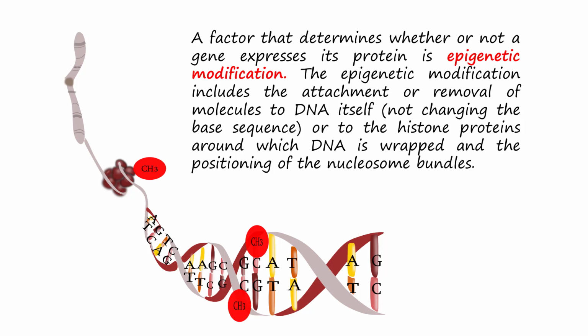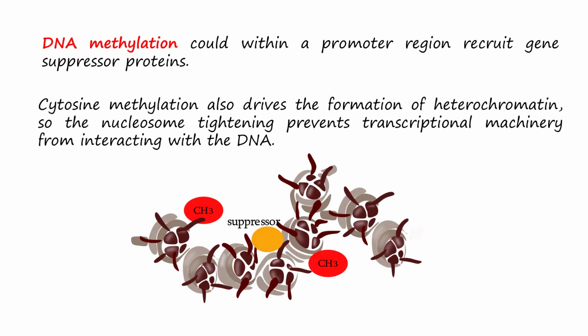The epigenetic modification includes the attachment or removal of molecules to DNA itself, not changing the base sequence, or to the histone proteins around which DNA is wrapped, and the positioning of the nucleosome bundles. DNA methylation could within a promoter region recruit gene suppressor proteins. Methylation also drives heterochromatin formation, so the nucleosome tightening prevents transcriptional machinery from interacting with the DNA.